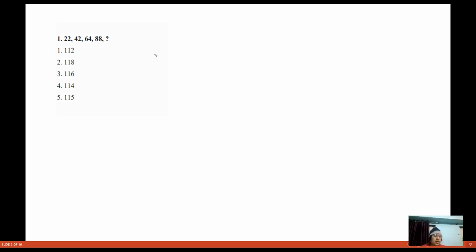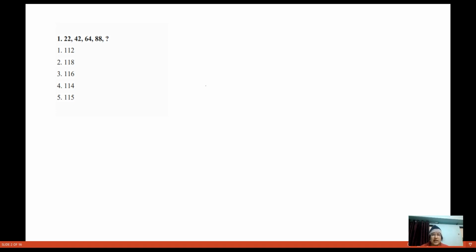Can this series be solved in any other way? Let us see. Let us consider this 22. If I consider it as 4 square, 4 square is 16, and 16 plus 6 is 22. Fine. Then let me consider 6 square, which is 36. 36 plus 6 is 42. But when I consider 8 square, that is 64 only. So this logic is not applicable here.